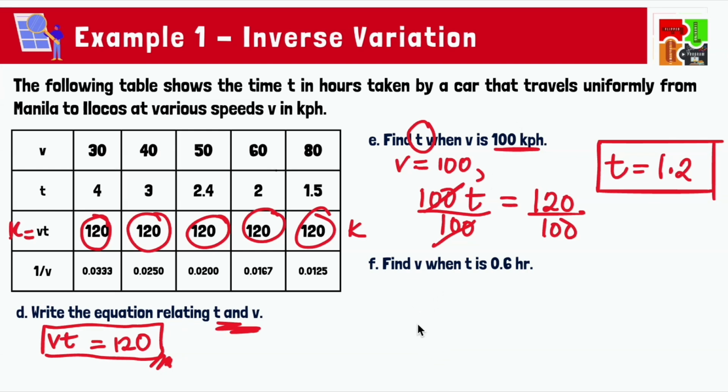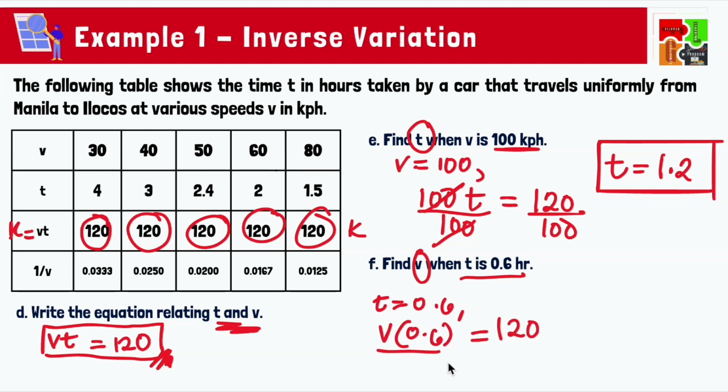Okay? So next number, letter F. Now, find V. This time, V naman ang hanapin natin kapag given na yung time. So yung time natin is equal to 0.6. So we will be using the original formula here. Yung V ang hinahanap, yung T ay given na, which is 0.6 times V equals 120. Dividing both sides by 0.6, kasi ang goal natin mahanap yung V. Canceling this out, the remaining would be V is equal to 120 divided by 0.6. That is equal to 200.